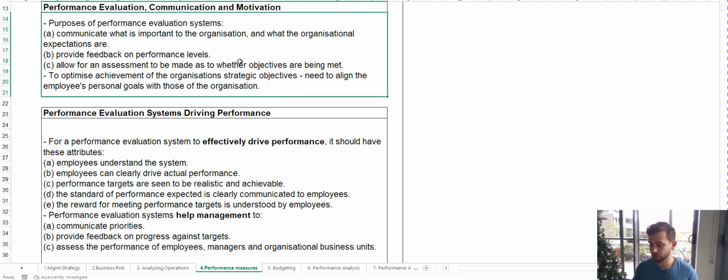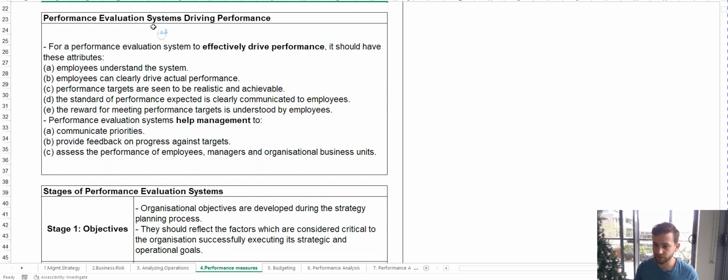Maybe it wants to achieve certain growth targets, and maybe there's just a system put in place, an integration plan, to actually achieve those things. The integration plan in that case would be the performance evaluation system. Another example could be a bonus system where staff need to achieve a certain goal and they're being rewarded for that.